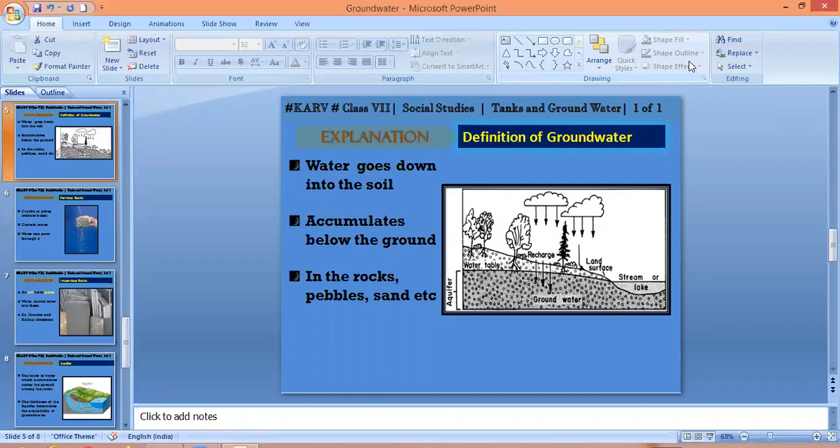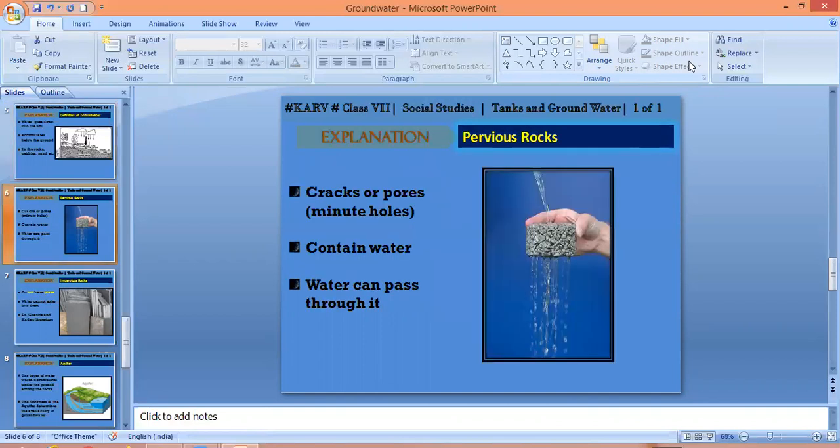Now when you dig the ground, first you will find soil. If you go a little deeper, you will find small pebbles and rocks. If you go deeper into the ground, you will find some stones and you will also find water. That water is called groundwater. Now, as I told you, there are different types of rocks under the ground.